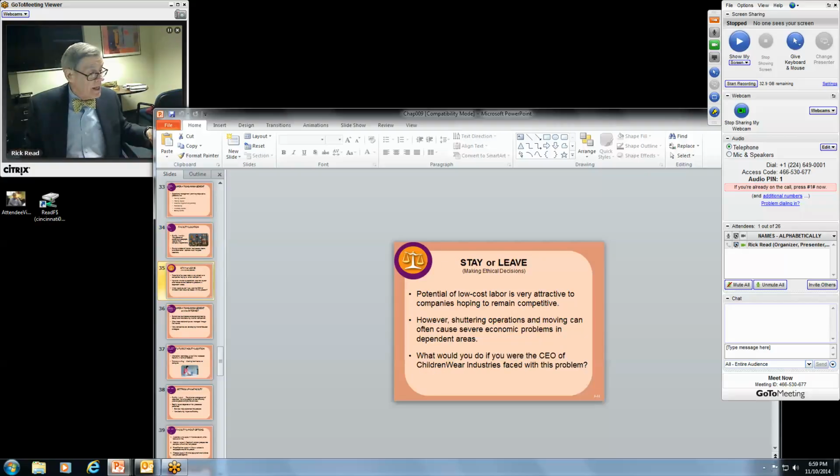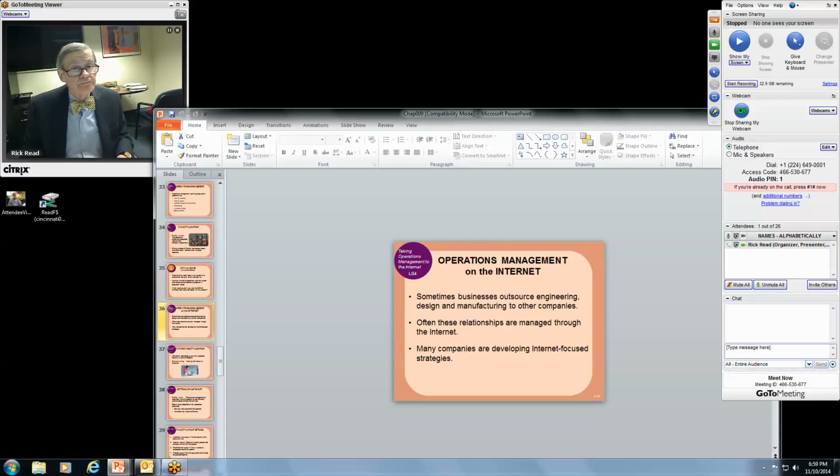This is making an ethical decision. Again, I encourage you to look at these things. You can see it on page 246 and think about it. Operations management on the internet. Yeah, we can do that because there's some engineering that can be done by the internet, and you just have to figure out how you want to do it and work through that process.